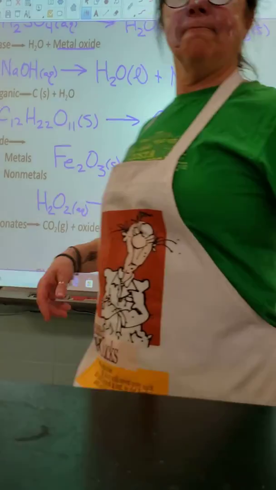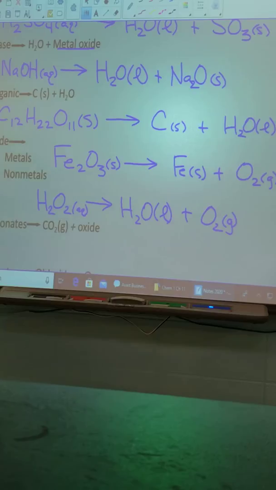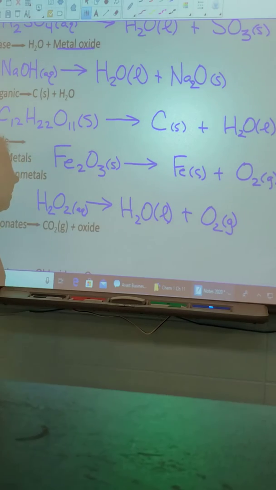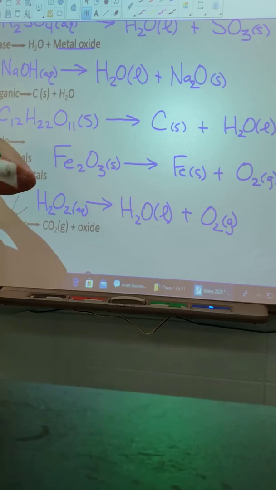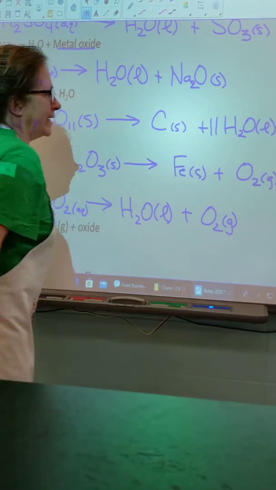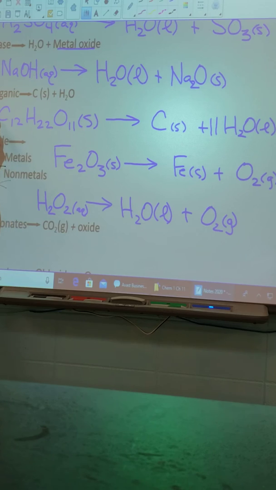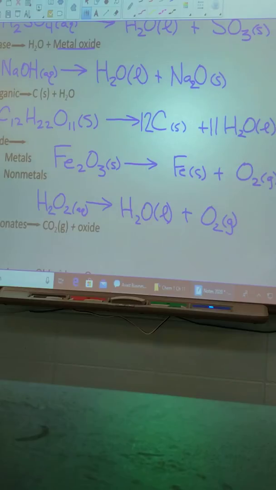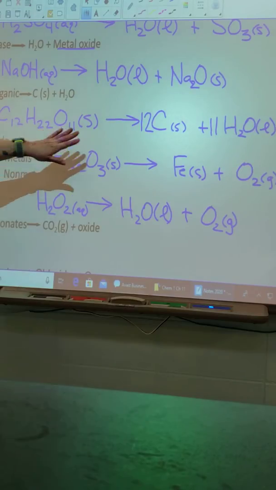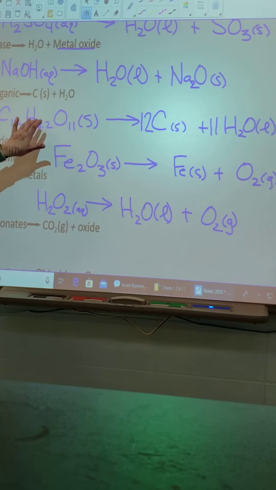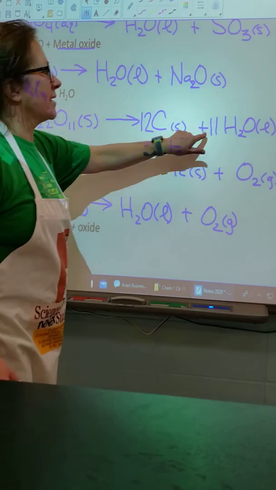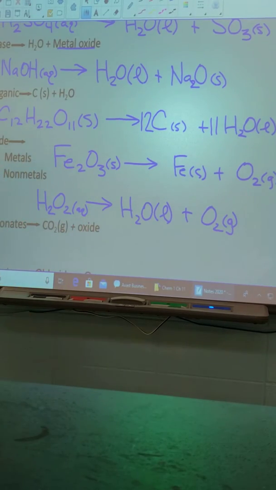So let's balance these. Let's see. Well, I noticed that I've got 11 oxygens here. And so let's see what happens if I put 11 here. 12 for the carbons. Carbon is all by itself, so I might be good with putting a 12 there. Now, 12 carbons, 12 carbons. 22 hydrogens, 11 times 2, 22. And then my 11 oxygens, so it's balanced.